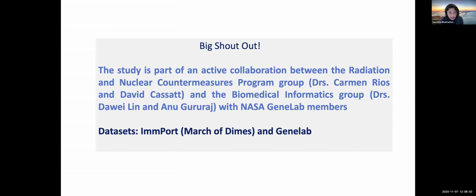And while he is getting ready, I just want to give a big shout out to the study, because this study is a part of an active collaboration between the Radiation and Nuclear Countermeasure Program Group, Dr. Carmen Rios and David Cassat, and the Biomedical Informatics Group, Dr. Dawelin and Dr. Anugaraj, with NASA GeneLab members, and the datasets provided by MACHU DIMES, which are powered by ImmPort in GeneLab. So with that, I'll stop sharing and turn it over to Dr. Beshati.